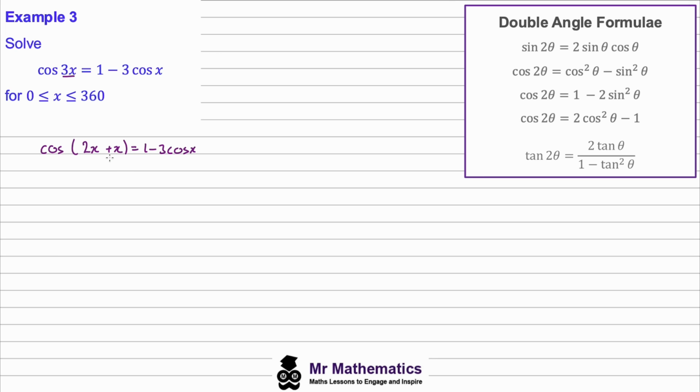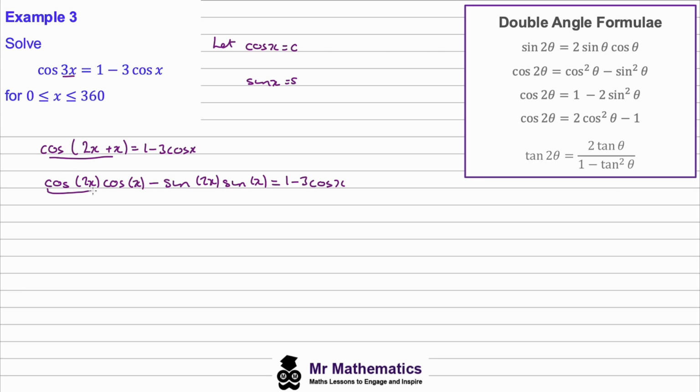Okay, so how did you get on with that? If we expand this out using the compound formulae, we'll have the cos of 2x times the cos of x minus the sine of 2x times the sine of x. And this will equal our right-hand side. To keep the notation manageable, I'm going to let cos x equal c and sine x equal s.